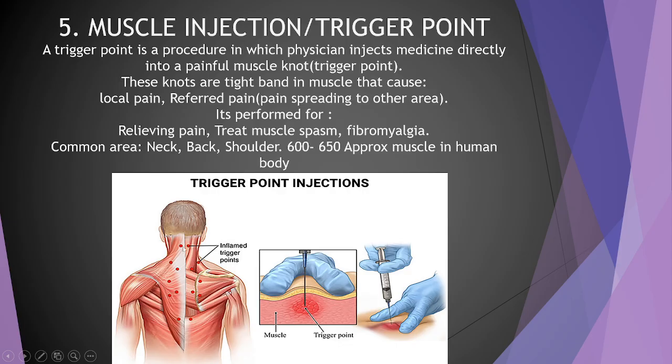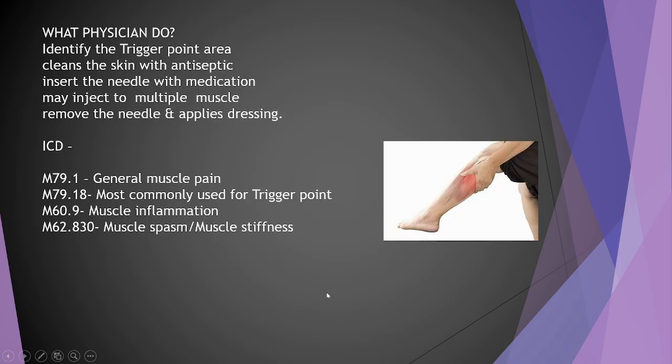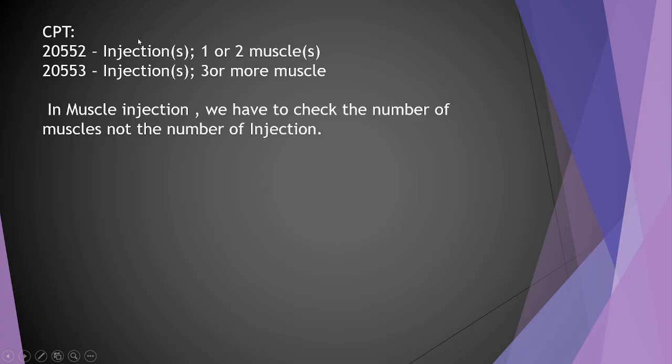These are the muscles, and here it is showing only the points where the muscle knot will be. So what will the physician do? He will identify the knot, that is the trigger point area, clean that area of skin with antiseptic, insert the needle with a medication, and may inject multiple muscles, then remove the needle and apply the dressing. ICD M79, M69. These are the general muscles and trigger points you can see here. So these are the CPT codes.